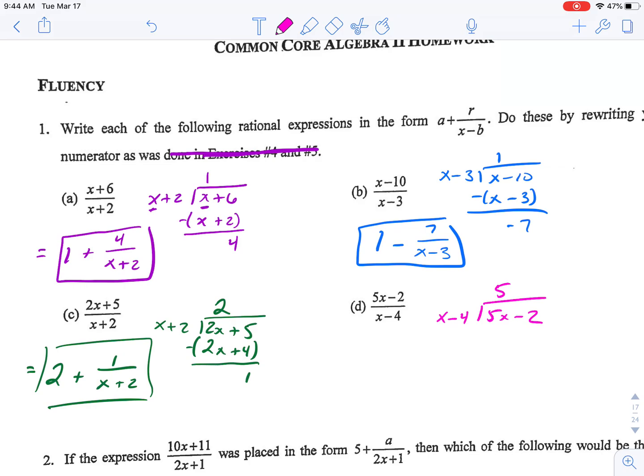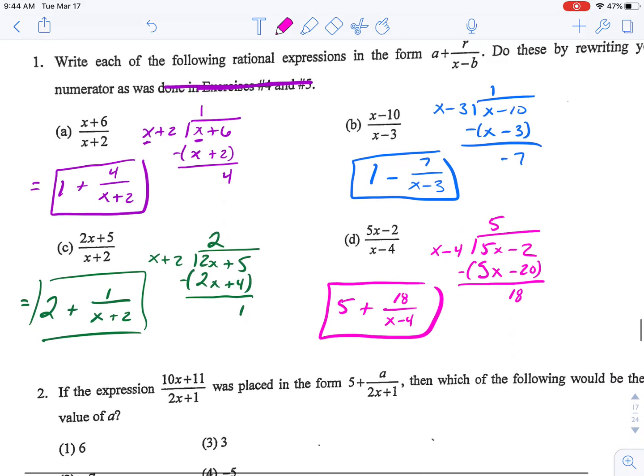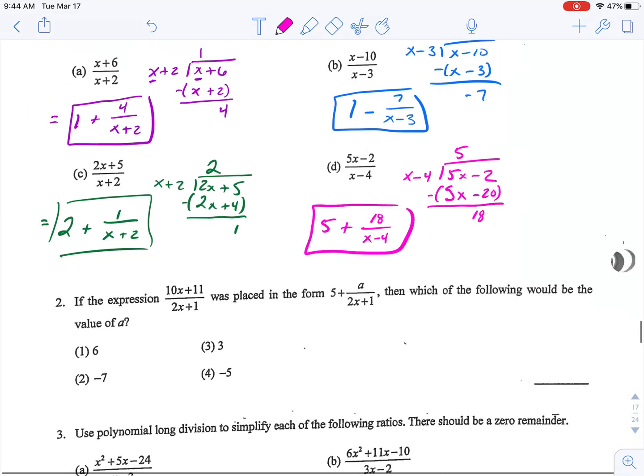Okay. And for part D, here, x times 5 would be 5x. Distributing, we're looking at 5x minus 20. And negative 2 plus 20 is a remainder of 18. So here we have 5 plus 18 over x minus 4 for our answer. Okay, let's take a look at the next one.